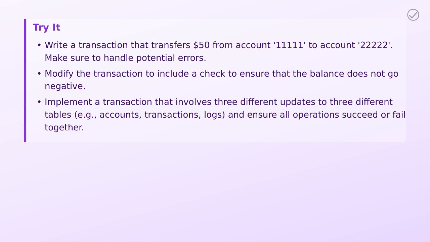Go ahead and work through this exercise. First, write a transaction that transfers $50 from account 11,111 to account 22,222. Make sure to handle potential errors. Also, modify the transaction to include a check to ensure that the balance doesn't go negative. Finally, implement a transaction that involves 3 different updates to 3 different tables, e.g., accounts, transactions, logs, and ensure all operations succeed or fail together.